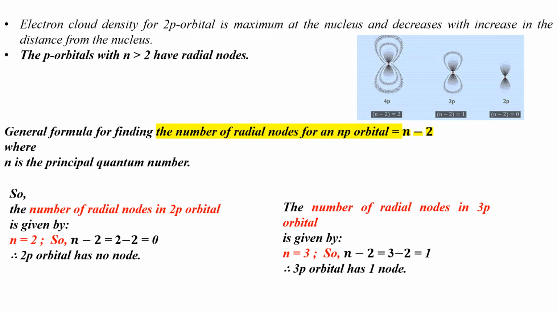So, this means that 2p orbital has no node. Now, let's take the example of 3p orbital. As per the notation, the value of n in a 3p orbital is equal to 3. So, when you substitute 3 in place of n in the general formula n minus 2, you get an answer 1. So, this means that 3p orbital has one node in it.